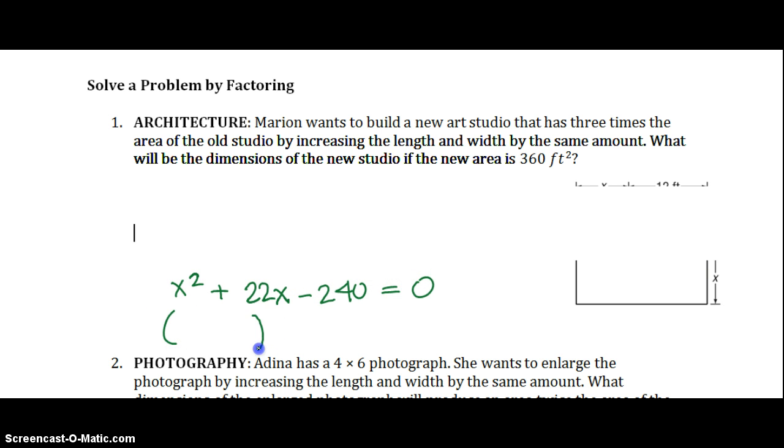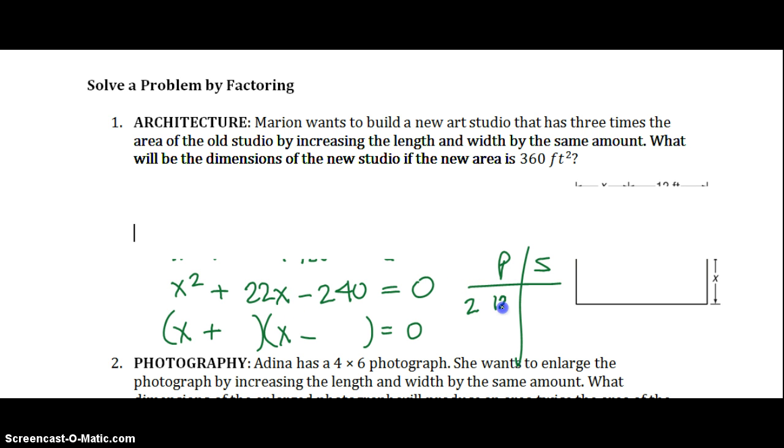So now I'm ready to factor, because the greatest common factor is 1, because there's no number in front of our x squared. And I need multiples of 240. So check in my product sum. I need multiples that multiply to give me a negative 240. So I'm going to need a positive and a negative, opposite signs, looking for multiples of 240 that subtract to give us 22.